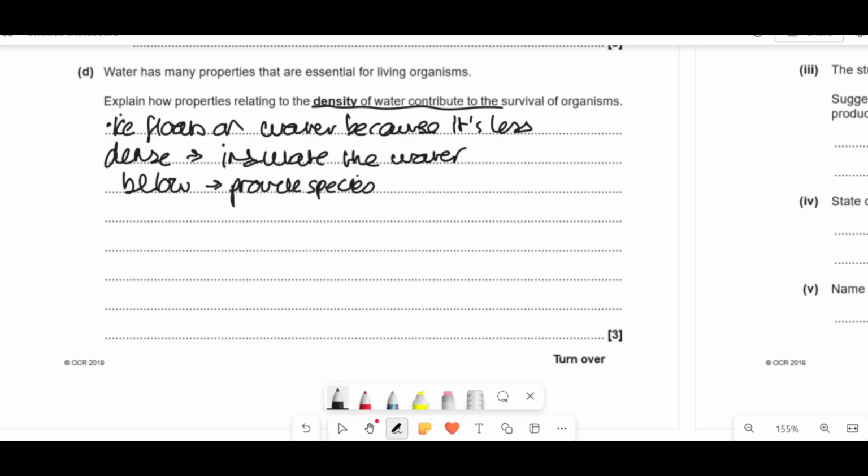That means that if it can do that, then it can also provide species habitats below, within the ice, and on the ice as well. Think about polar bears, what they're living on, right? And then as well as that, what else can we say?